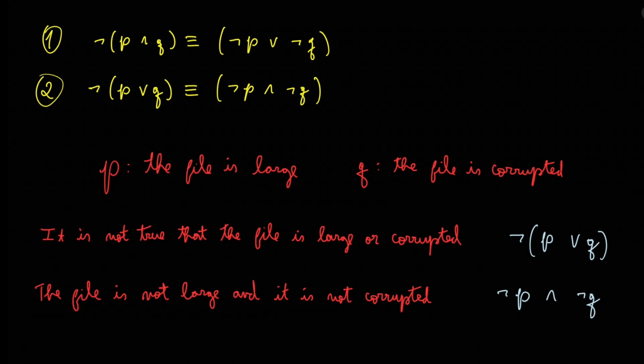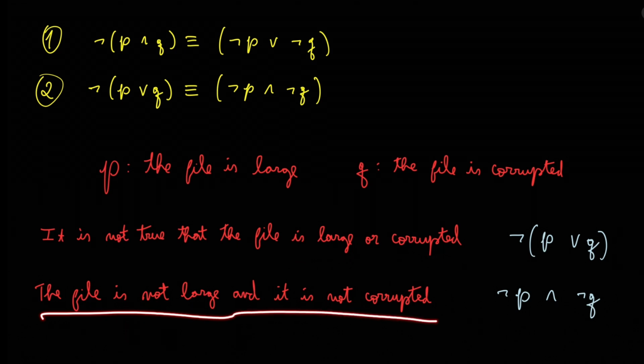Which again makes sense if we think about it in plain English, because we are saying that it is not true that it is large or it is corrupted, which means it's neither, right? So the file is not large and it is not corrupted.